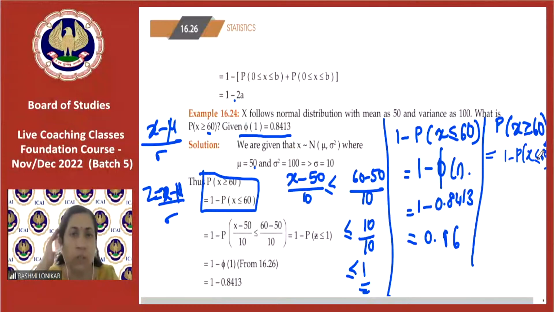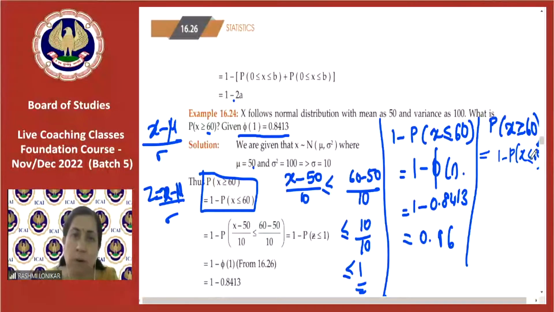At least 5 means we did 1 minus P0, P1, P2, P3 up to P4. Once I do that, I can find out at least 5. Same thing over here. We are asking for x greater than or equal to 60. Then what do I do? From 1, that is the total area, I subtract how much? P of x less than or equal to 50.